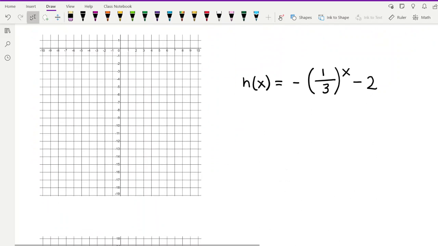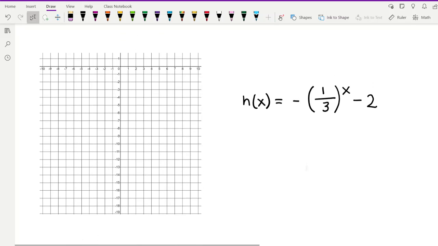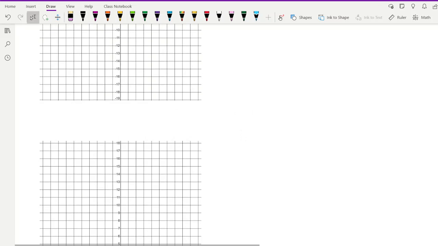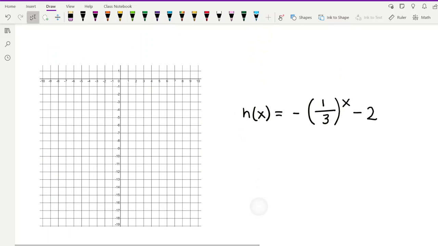Okay, last example. So this one is going to be -(1/3)^x - 2. So for this one, let's start again by sketching our basic functions. What would be the basic exponential function that this is a transformation of? Well, it would be (1/3)^x, right? So let's start by sketching that graph. And we're going to sketch it down here just because of how the axes are set up.